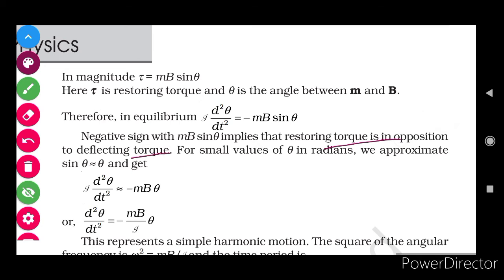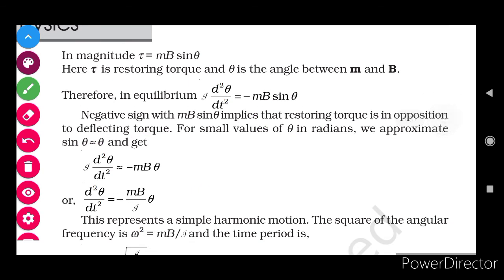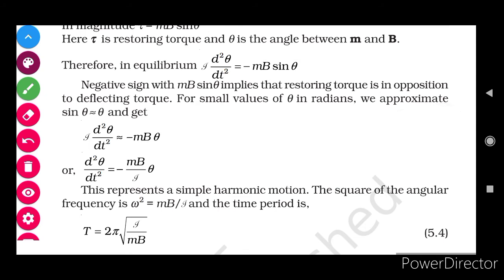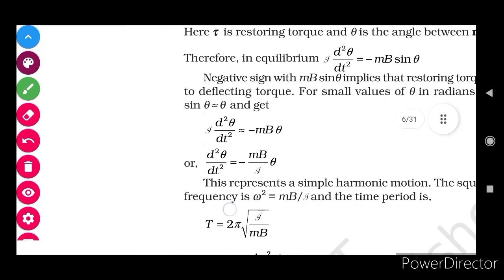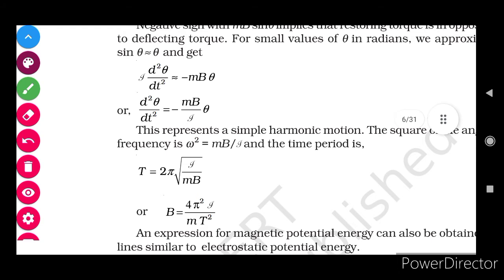Now for small values of theta in radians, we approximate sin theta as approximately equal to theta. So I d2 theta by dt square is equal to minus MB theta, and not sin theta, since we have taken sin theta as theta for small values of theta. Now we take I to the denominator, so it becomes d2 theta by dt square is equal to minus MB upon I times theta.